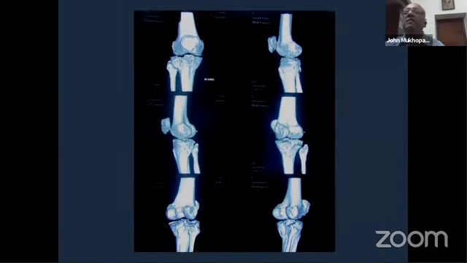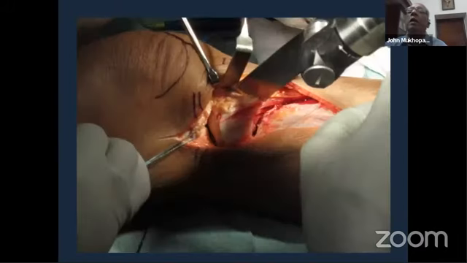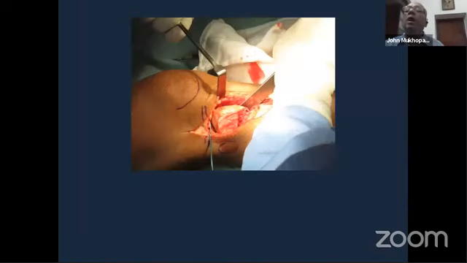Those are the 3D CTs, which are not great in this particular case. But here what we started off with is making a lateral window similar to what we did in the first case of the depressed lateral condyle that I showed.